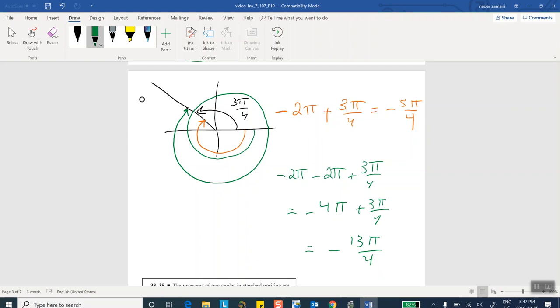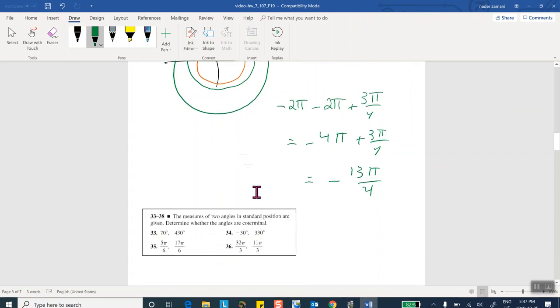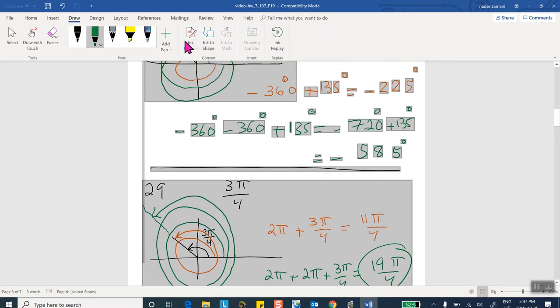Okay, very good. So we did problem 27, 28, 29. Let's go ahead and do 33 and 38 in this segment also. Okay, right here. I don't need this stuff. I'm going to delete this.